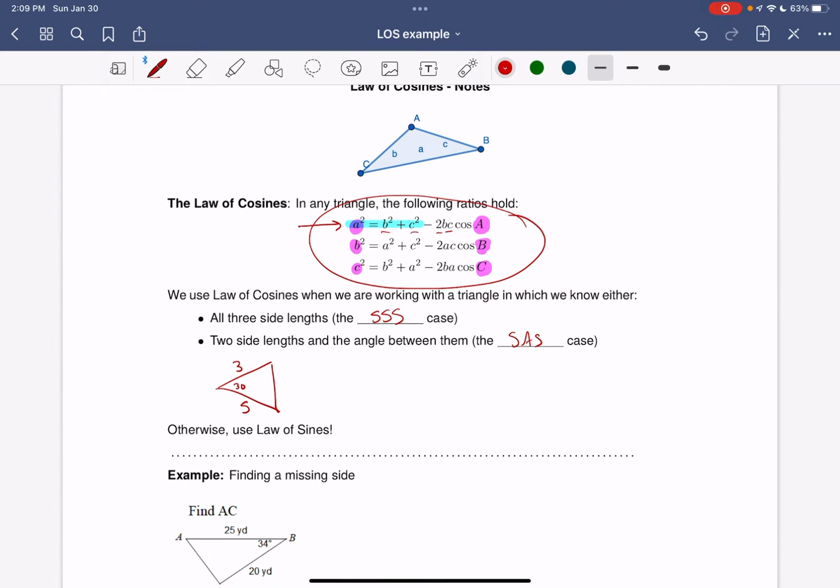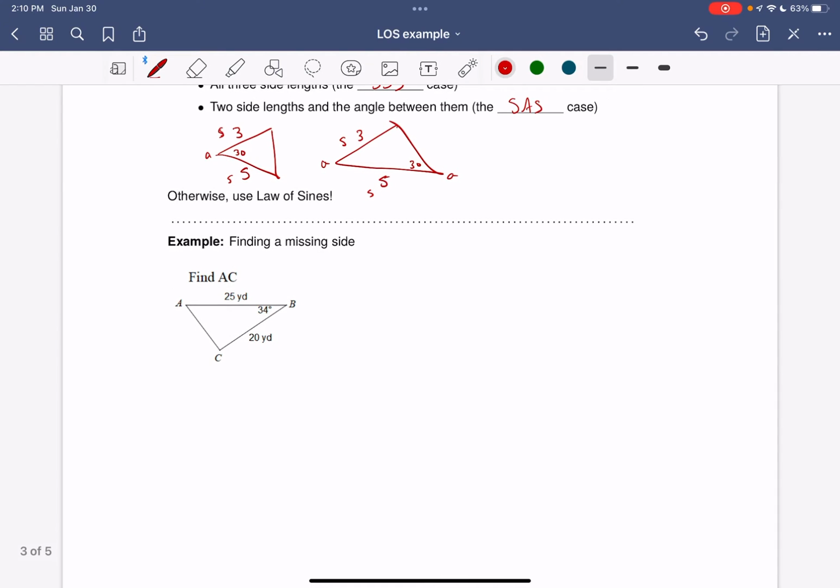Again, just like geometry. In other words, if we knew, say, this was 3 and that was 5 and that was 30, that's side-angle-side because we have two sides and the angle that's between the two sides. However, we would not have side-angle-side if we had 3, 5, and then 30 placed elsewhere, because the angle should be between the sides, but it's not. It's a side-side-angle, and that's when we would use law of sines. So if it's not side-side-side or side-angle-side, you want to use law of sines.